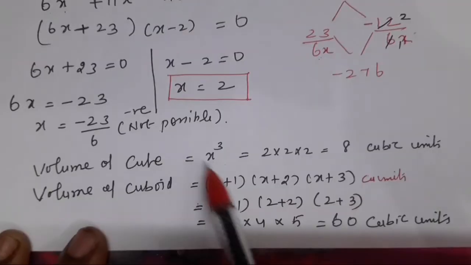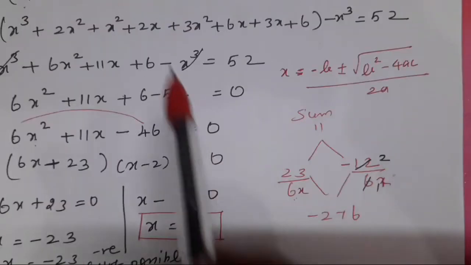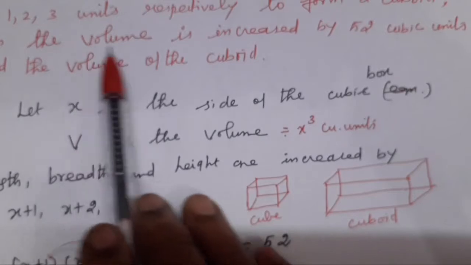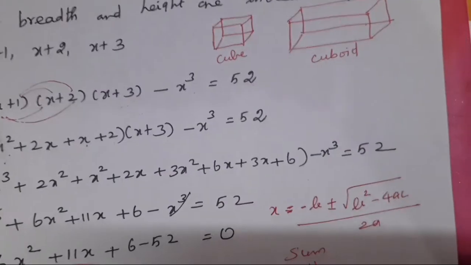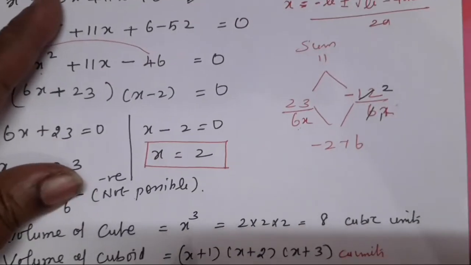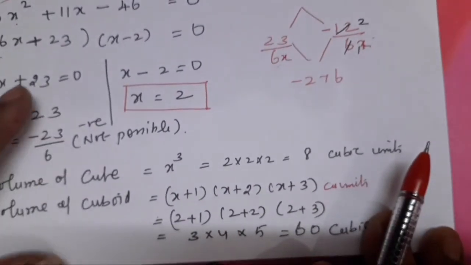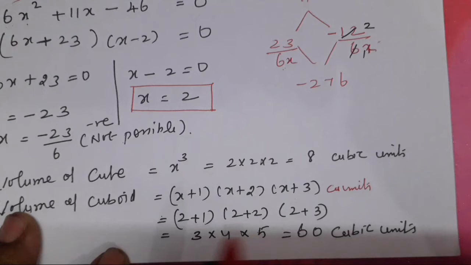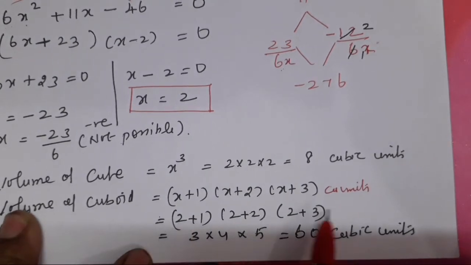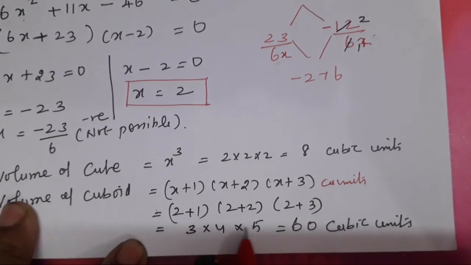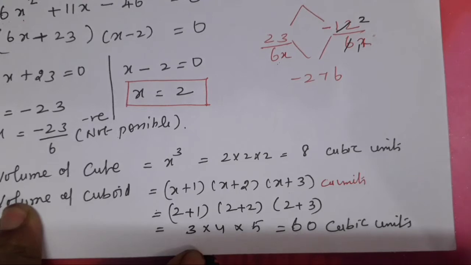Therefore, the volume of the cube, if you want to write it. But the question is asking only the volume of the cuboid. Therefore, the volume of the cuboid is nothing but length into breadth into height cubic units. That is x plus 1 into x plus 2 into x plus 3 cubic units. Instead of x, you substitute 2. Afterwards, you find the values: 3 into 4 into 5. That is, we get 60 cubic units.